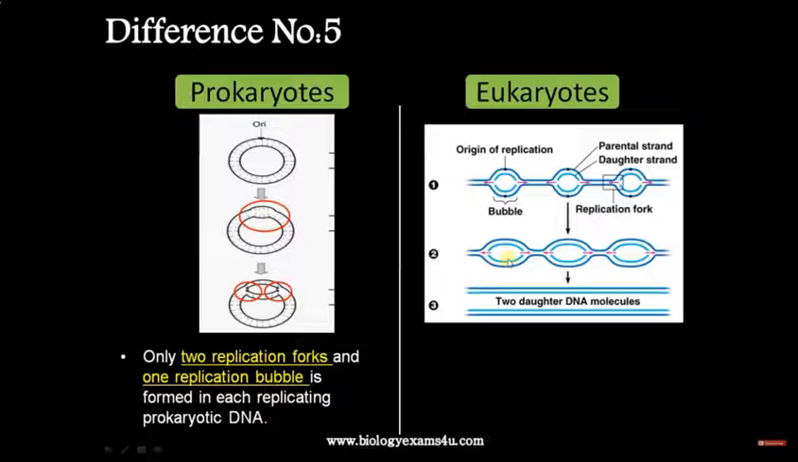Whereas in the case of eukaryotes, there are a number of replication forks. You can see right here, a number of ORIs, so many replication forks are present, and also a number of bubbles are present in order to replicate simultaneously all these origin of replication regions.